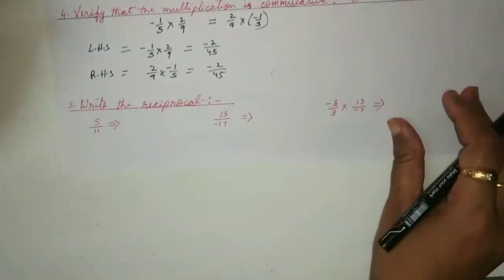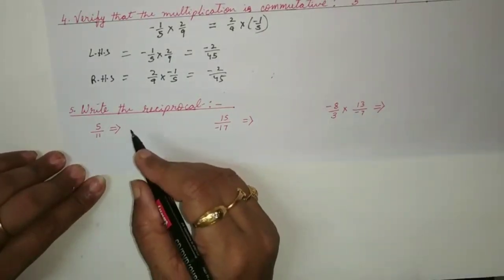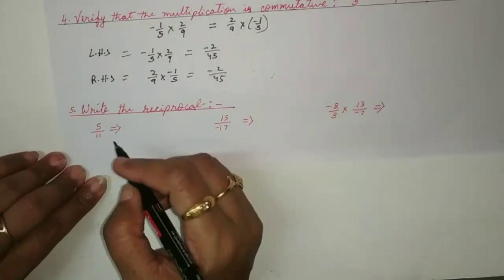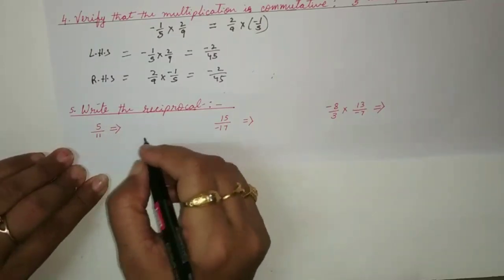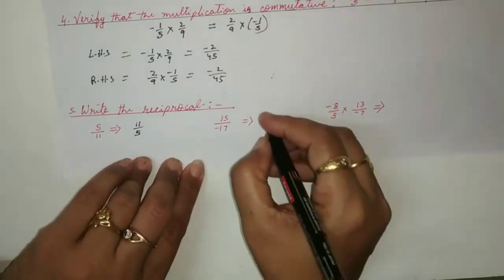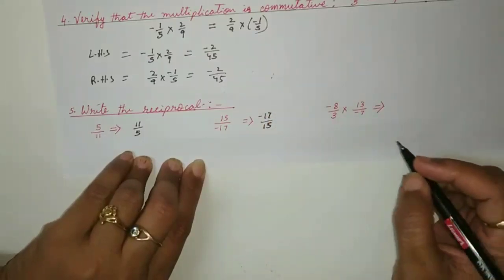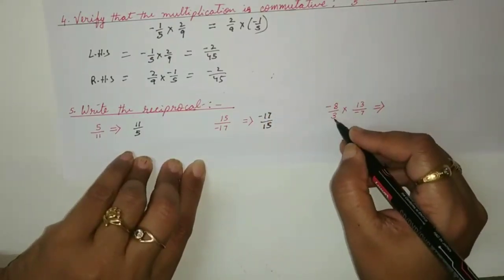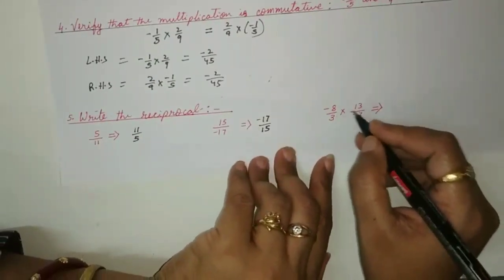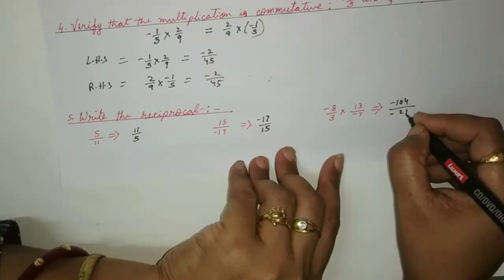Now a very simple question to find out the reciprocal. You all know how we alter the numerator and denominator. The numerator becomes the denominator and the denominator becomes the numerator. So the reciprocal of 5 by 11 becomes 11 by 5. The reciprocal of 5 by minus 17 becomes minus 17 by 15. And the reciprocal of minus 8 by 3 into 13 by minus 7 will be, we don't have anything to cancel over here, so the answer is minus 104 by minus 21.